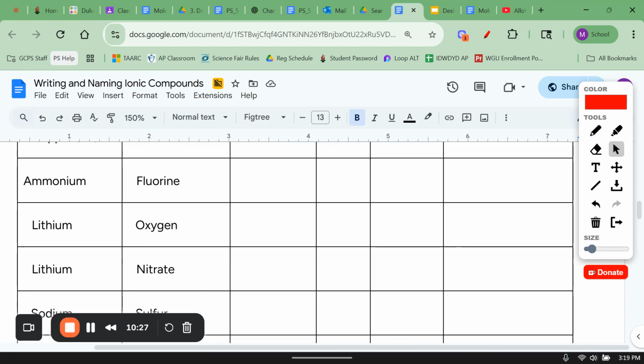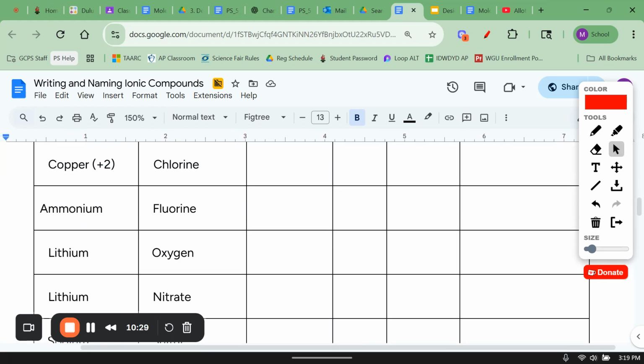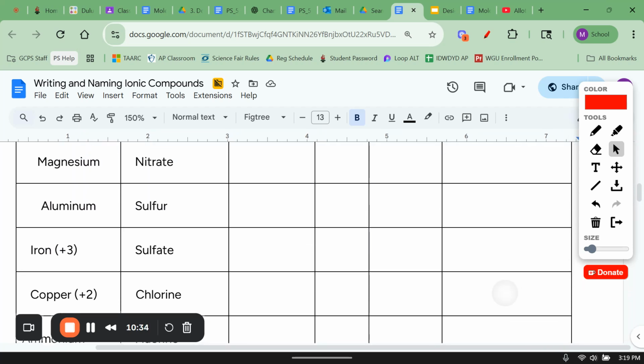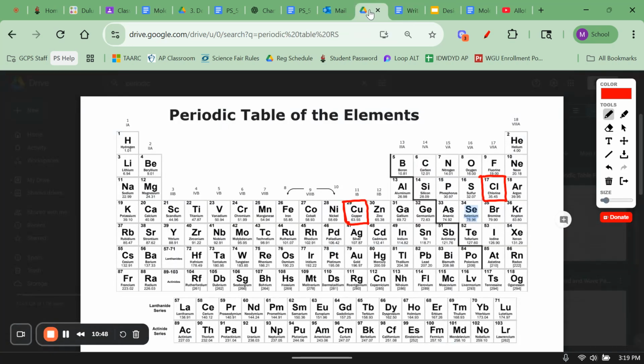Now, last but certainly not least, we are going to take care of aluminum and sulfur. So pause the video now if you want to try this one on your own. Since it is our last one, you should be able to do this one. But if you need some help, let's let the video play. So aluminum is going to be an element on the front. We can see it right here. So it will come with a +3 charge.